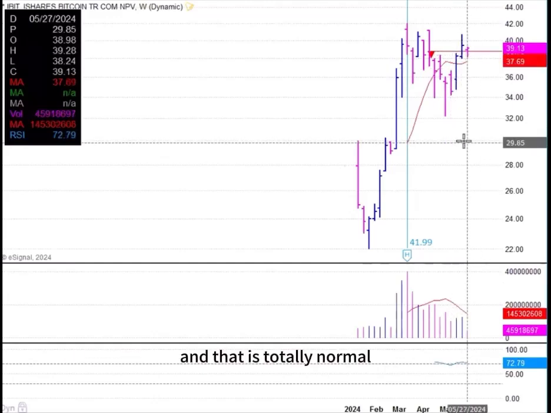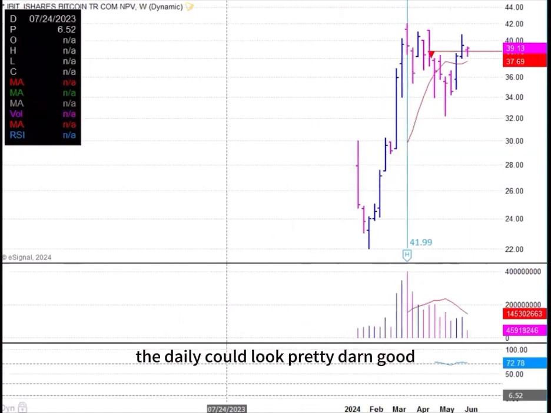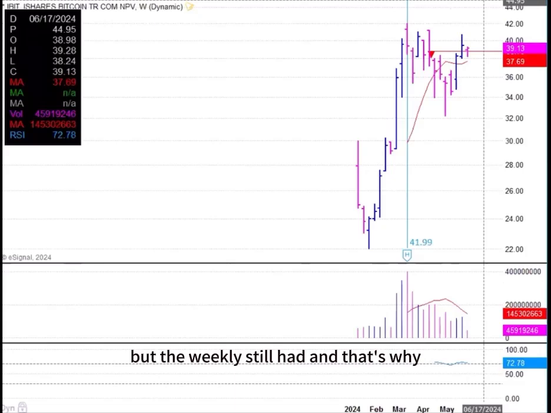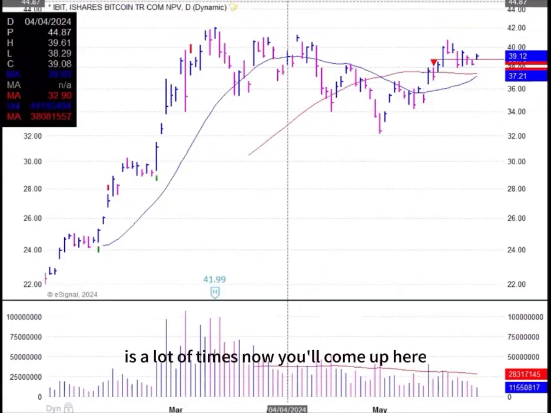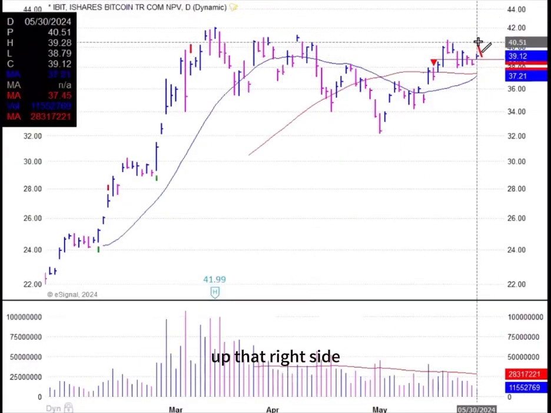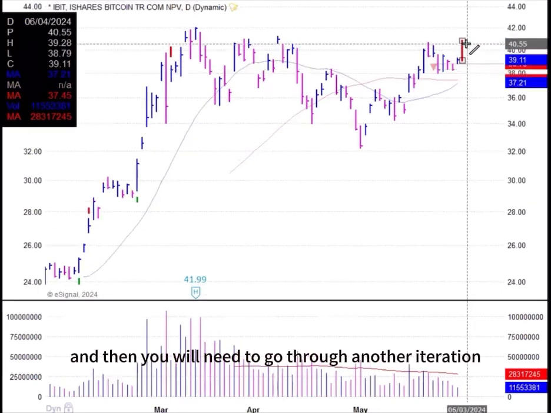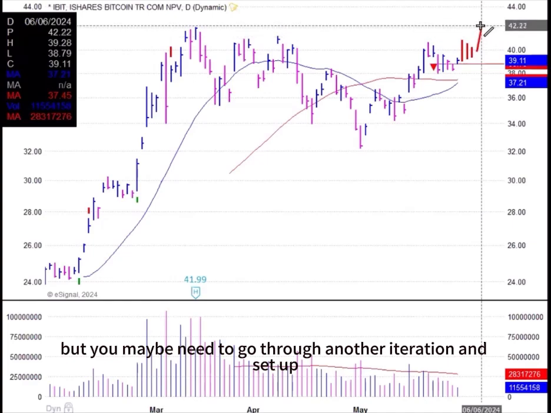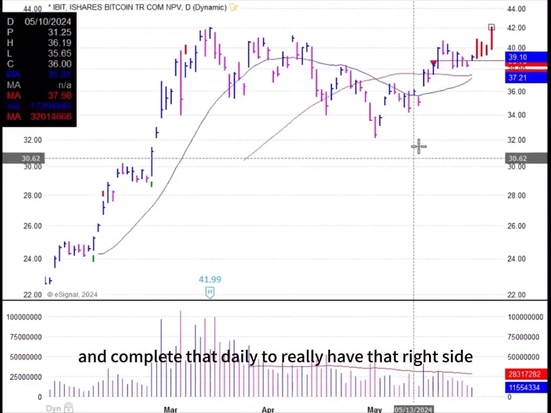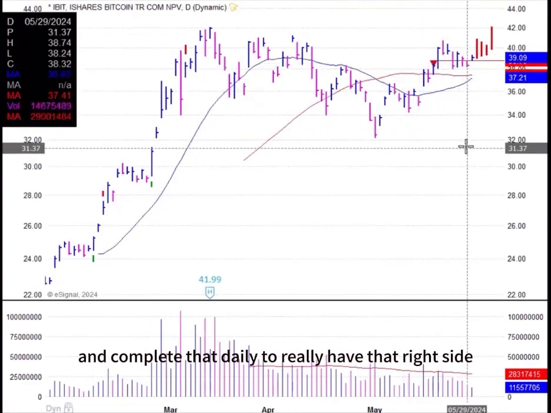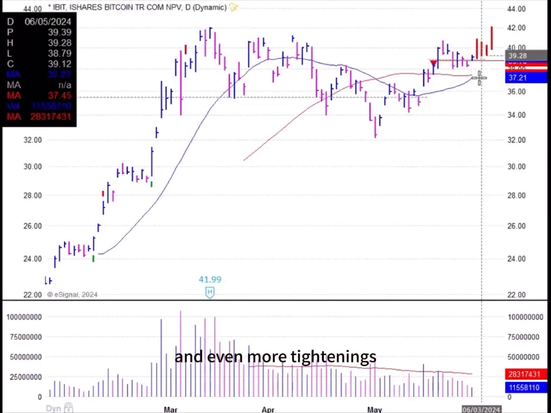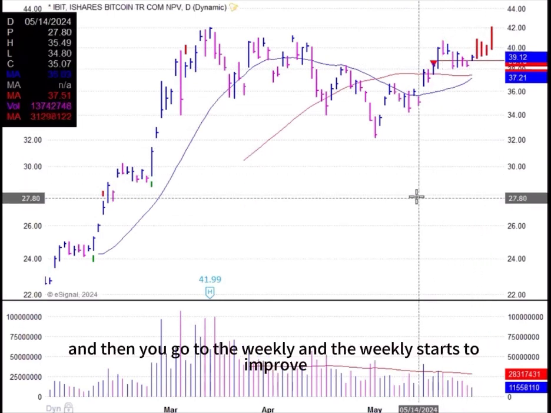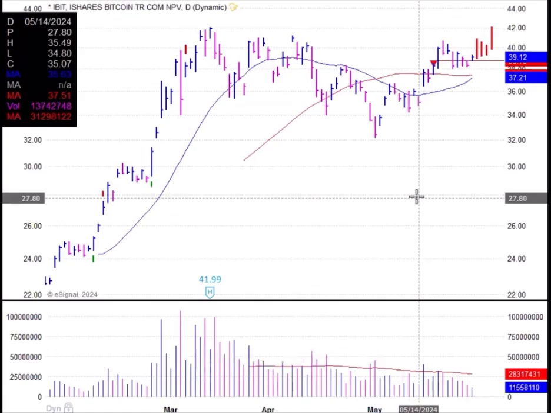And that is totally normal when you're buying off of a low cheat, a cheat, or you're buying a pullback buy. The daily could look pretty darn good, but the weekly still has work to do, and that's why a lot of times you'll come up that right side, and then you will need to go through another iteration. Now, it doesn't necessarily mean it's going to happen, but you maybe need to go through another iteration and set up and complete that daily to really have that right side built out and get that symmetry and even more tightenings. And then you go to the weekly, and the weekly starts to improve, and you get that inside week, and then it all comes together.